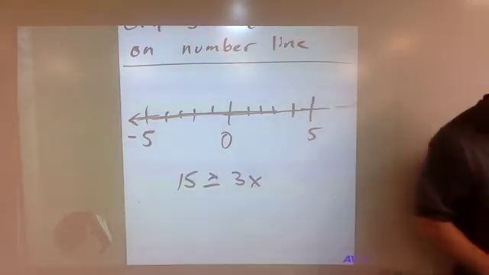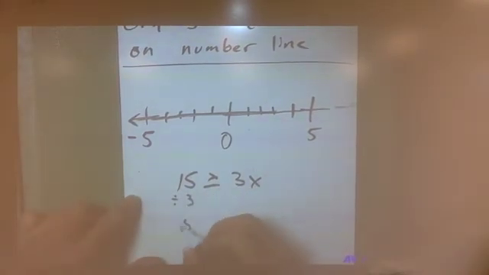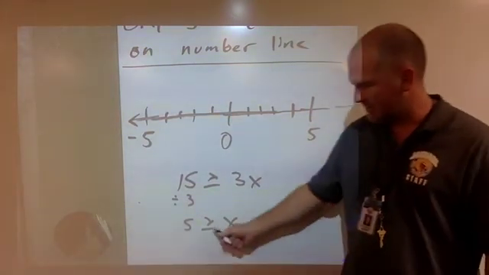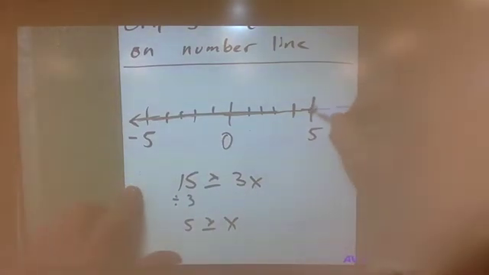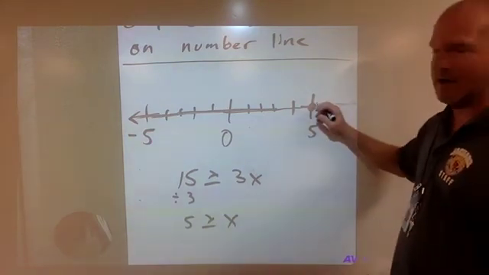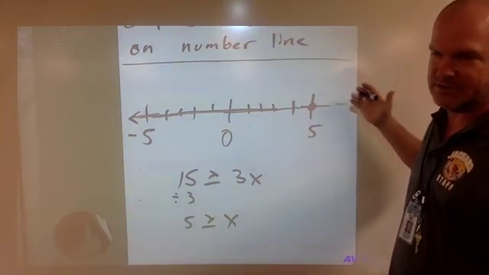So let's solve this one. Divide by 3 to the other side, and you get 5. So you get 5 is greater than or equal to x. Well, it's an equal sign, so we use the dot. It can include 5. And it's a greater than sign, so people are going to draw the arrow going to the right, and they're going to get it wrong. So this is where it gets tricky.